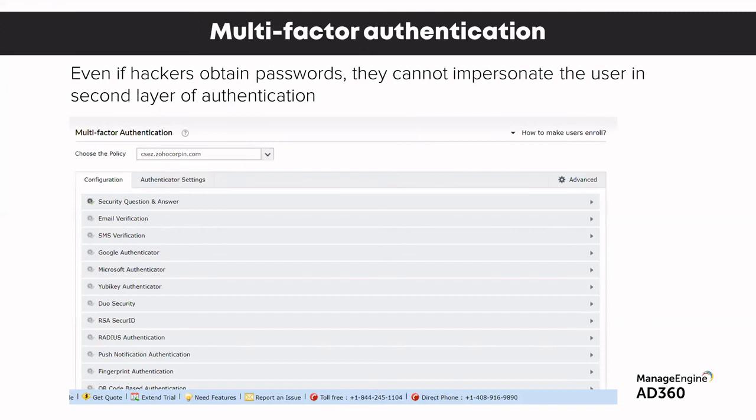I am not a big fan of text notifications or OTPs being sent over text messages. Not a big fan. At least email verifications, okay. But easier would be to look for possession factors rather than knowledge factors, because people tend to write them down, right? So that is something that we do not want to happen.